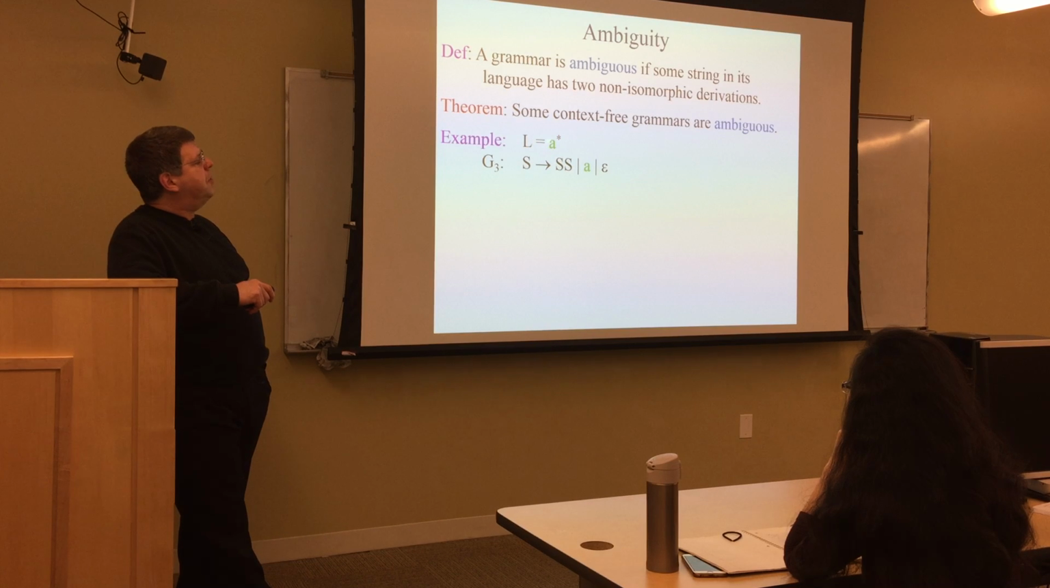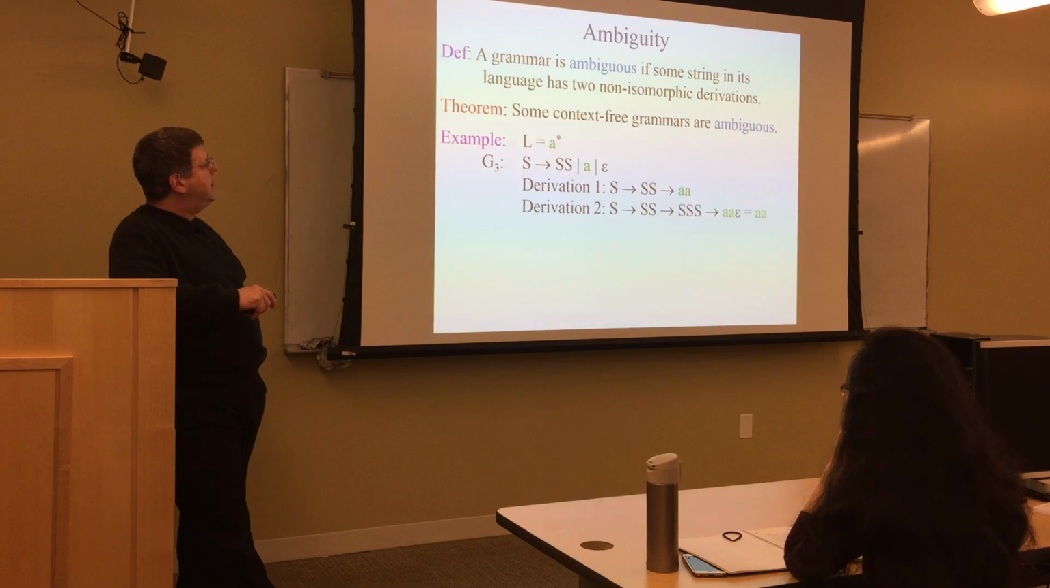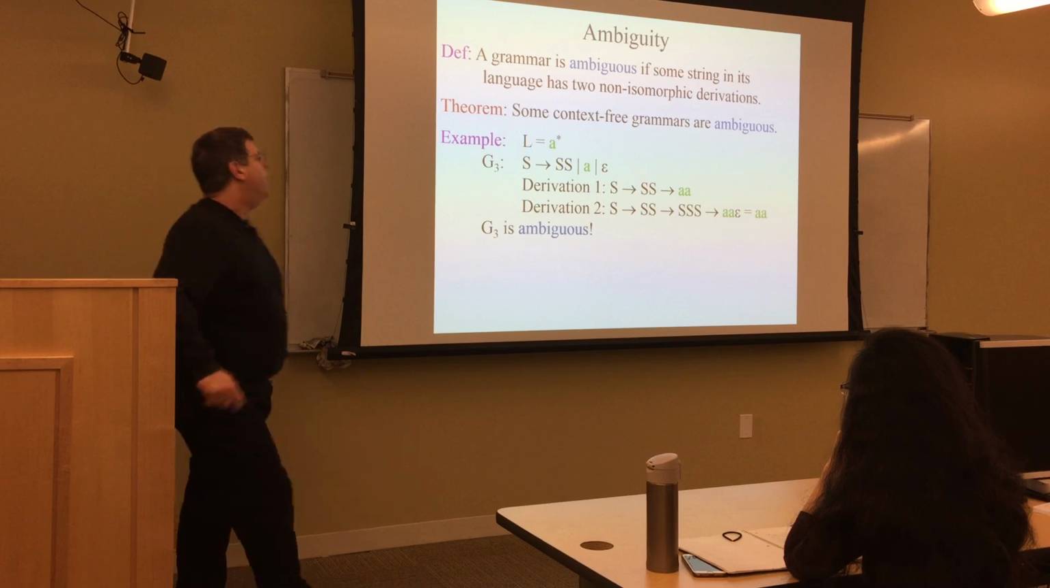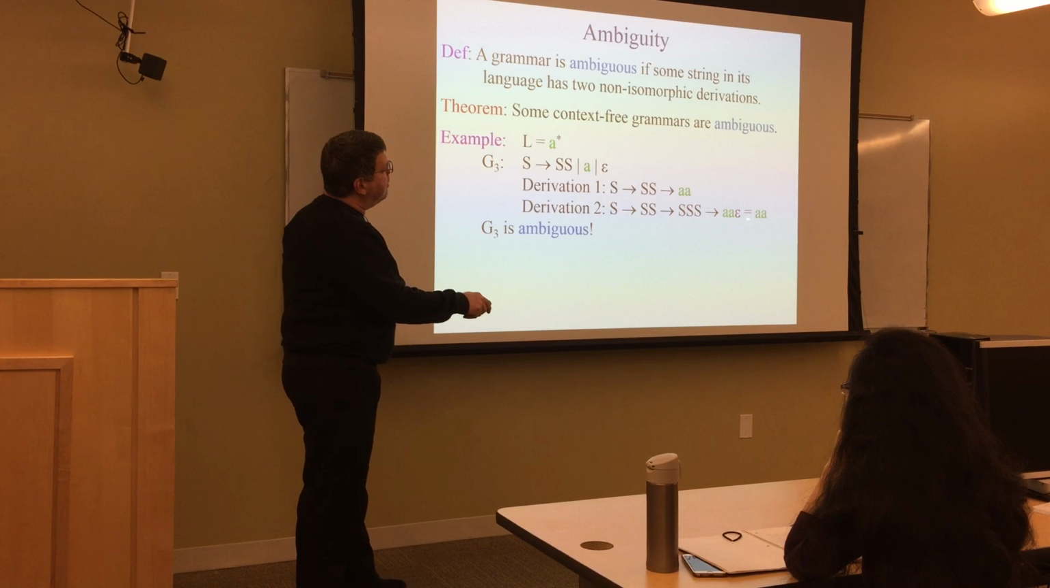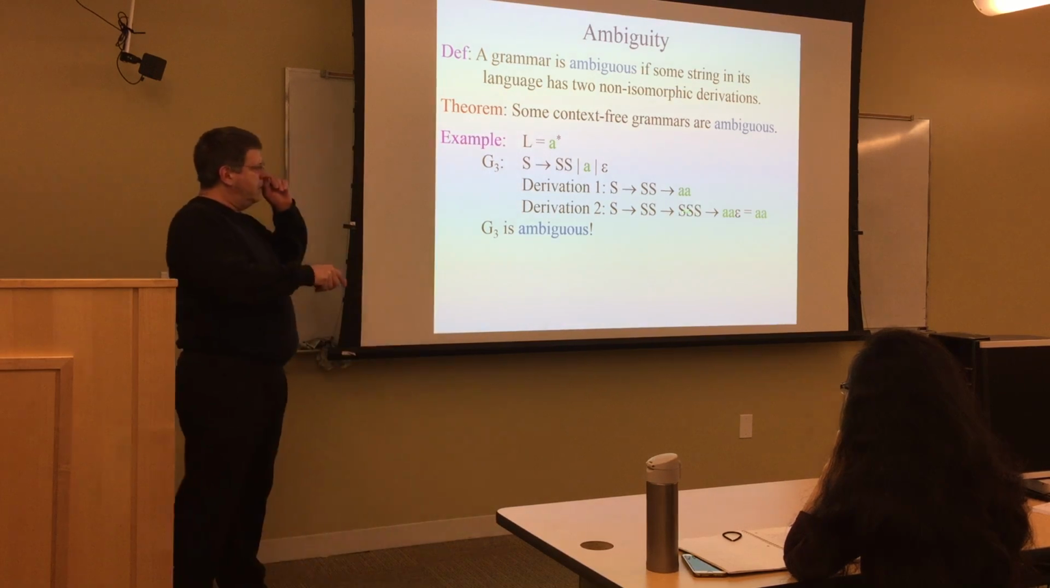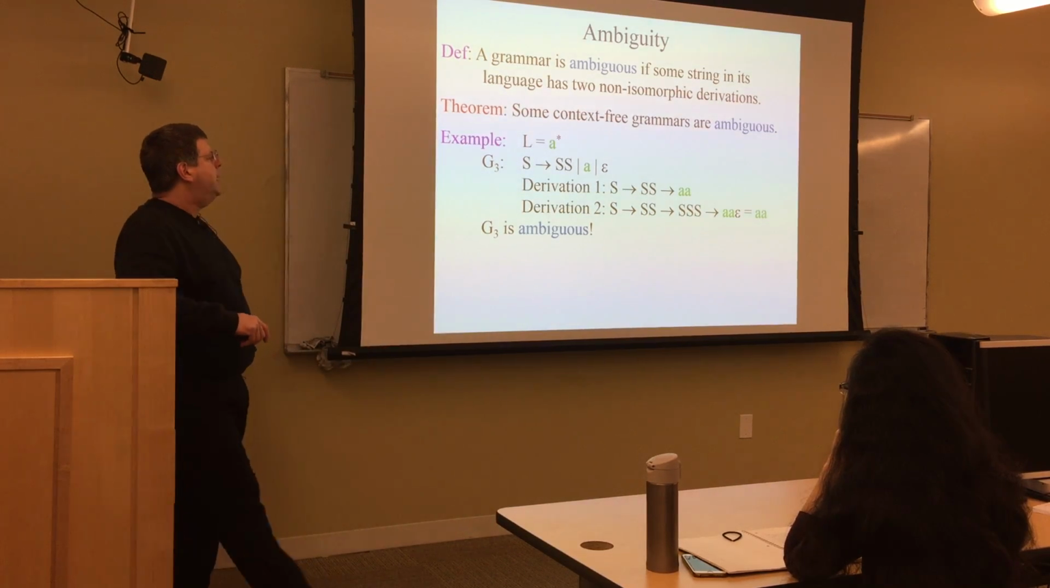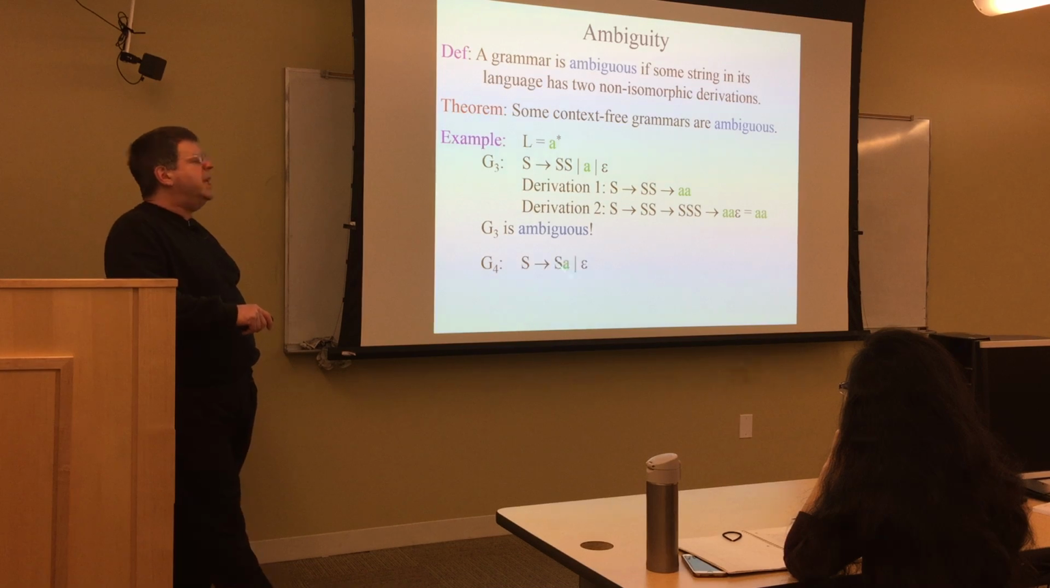So for example, if I want to present the language A star as a context-free grammar, here is one possible grammar, with S going to SS, or A, or epsilon. So S can go to SS, each one goes to an A, that's one derivation. Here's another derivation of the AA using another rule with the epsilon in it. So it's ambiguous, and you can write the grammar in an unambiguous way, for example, this way. This grammar too generates A star, but it's a non-ambiguous grammar, so it's preferred.